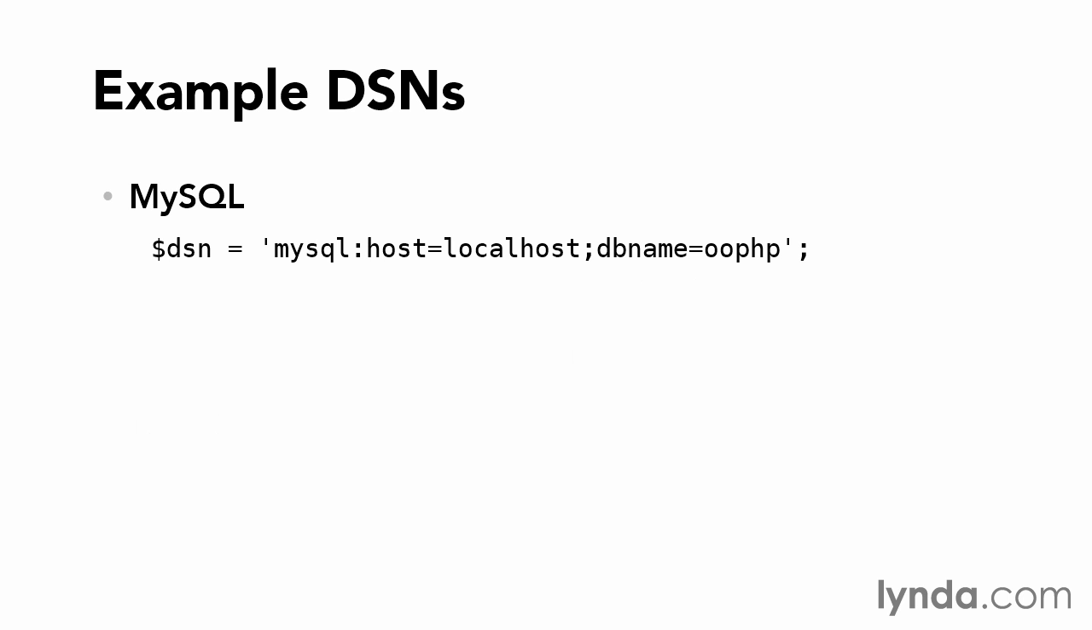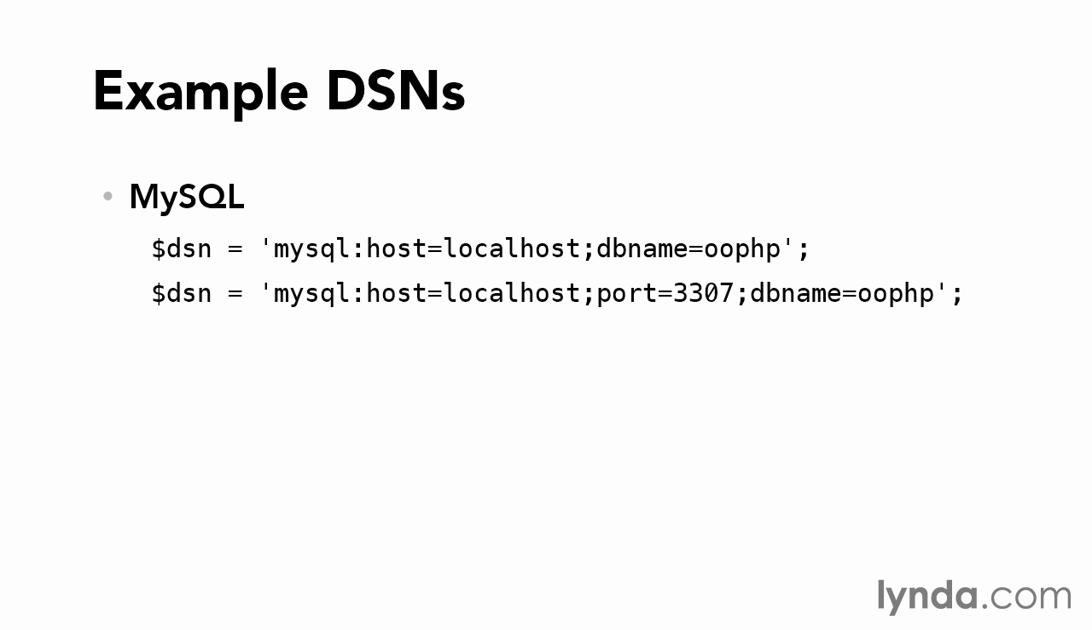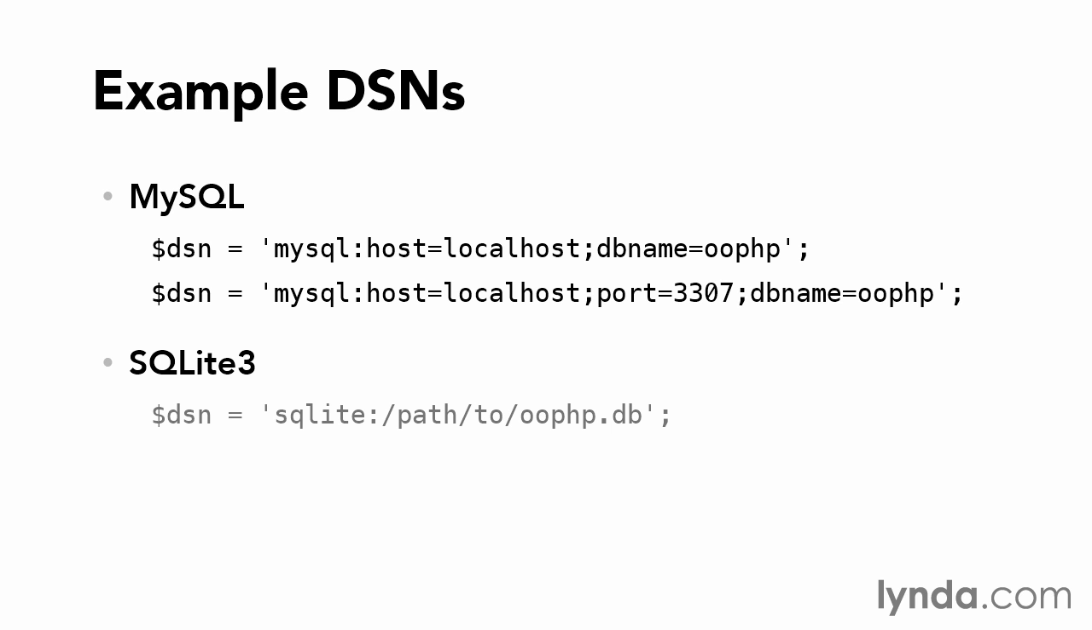The prefix for MySQL is mysql. The driver uses host for the server and dbname for the database. If you're connecting to MySQL on a non-standard port, you need to specify that as a separate name-value pair. The DSN for SQLite 3 is the prefix sqlite, followed by a fully qualified path to the database file.